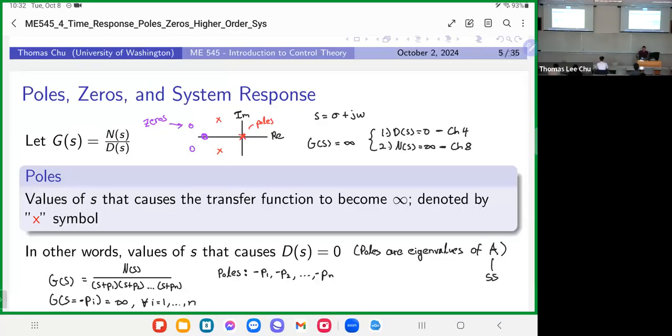From yesterday on state space. Today we started chapter 4 as well, and we just finished the definitions of poles and zeros.